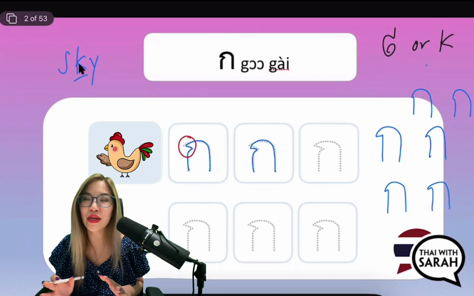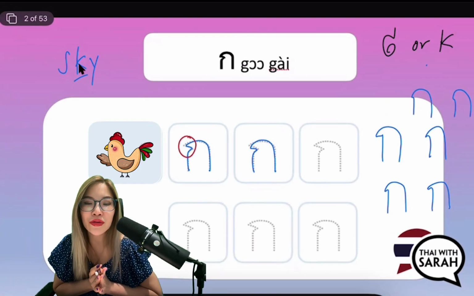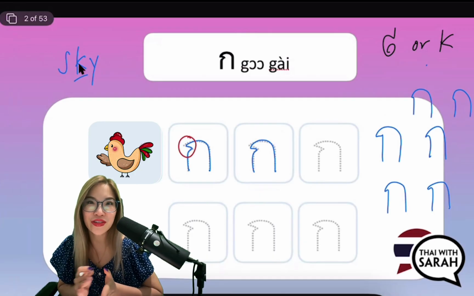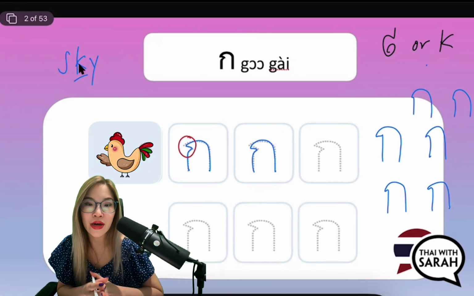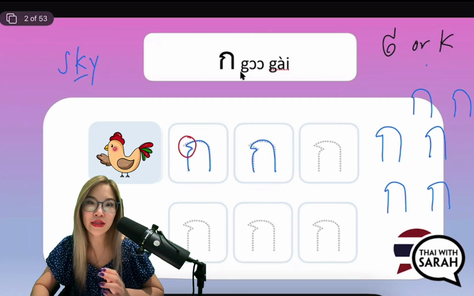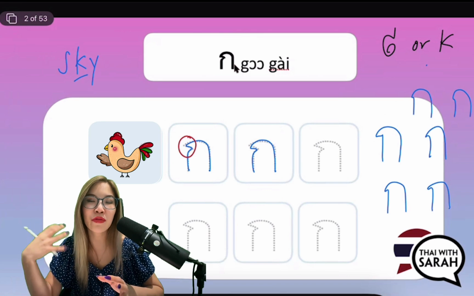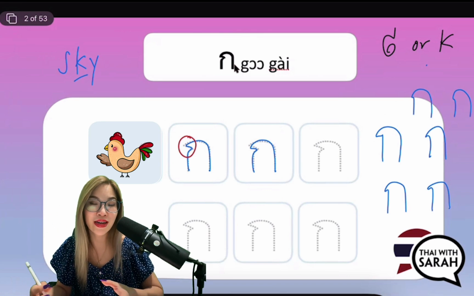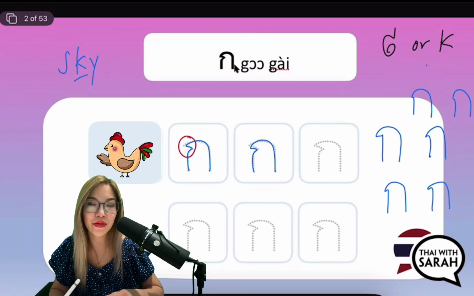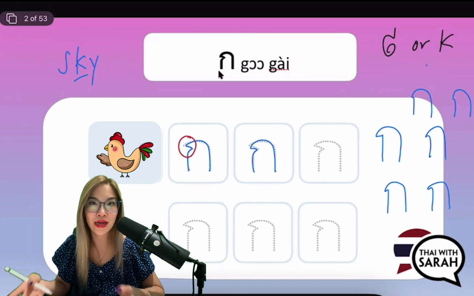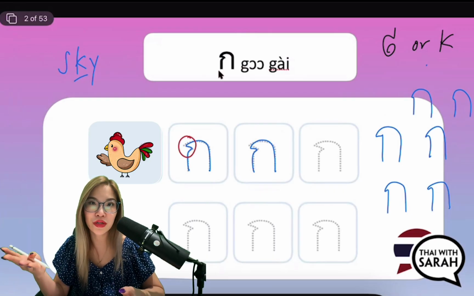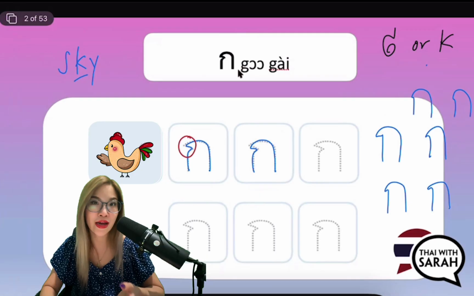Another thing to take note of, I get asked a lot: Sarah, do I have to remember the name of the letters or the consonant? You don't have to. Initially, at the very beginning, if you can see this consonant and remember that it produces the sound g, that's good enough. Because if you remember this consonant as chicken, but you don't know the word chicken in Thai, which is gai, it's not going to help you so much in memorizing the sound.